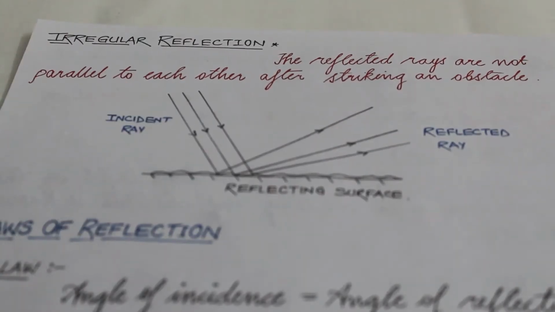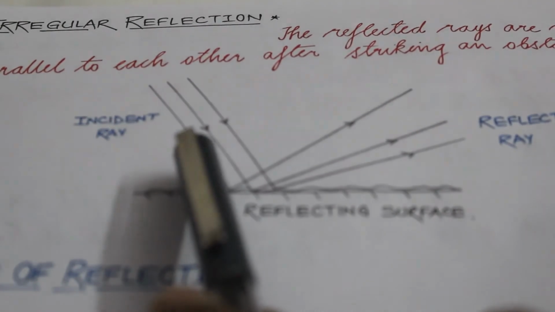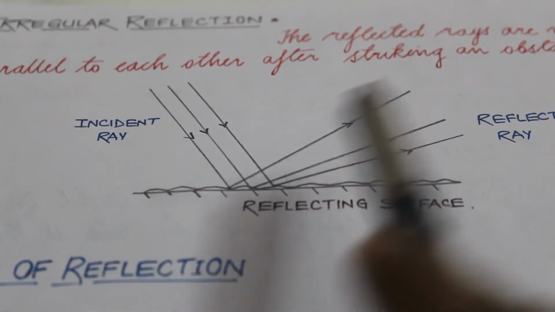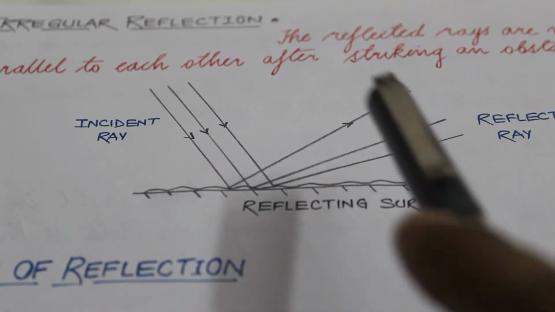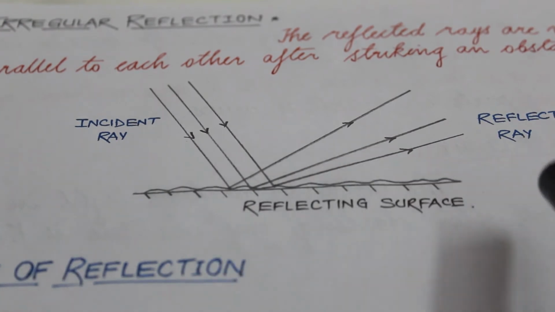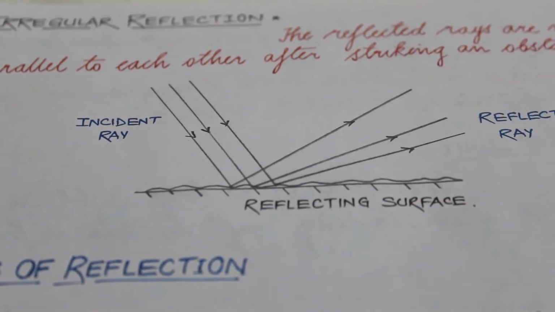The second type of reflection is irregular reflection. In this, as you can see, as per our assumption, all the incident rays are parallel to each other, but after reflection, the reflected rays are not parallel to each other. As you can see, the surface is rough, so the reflected rays are not parallel to each other.